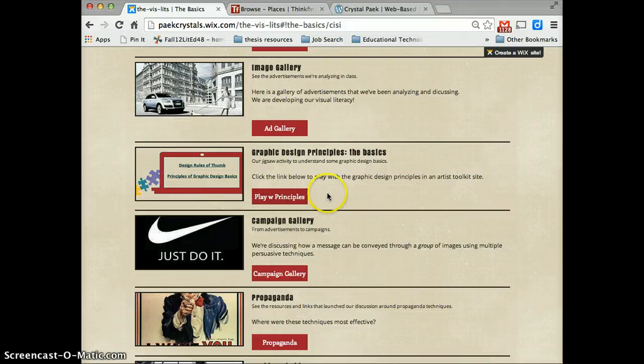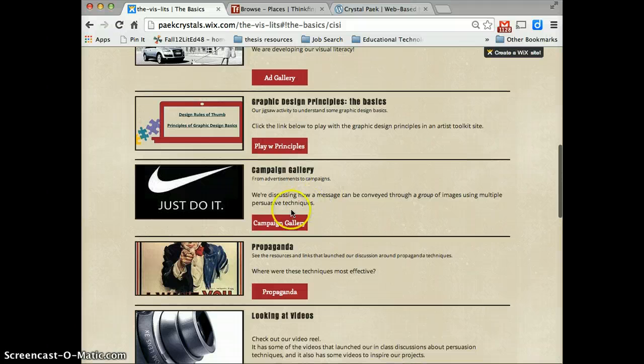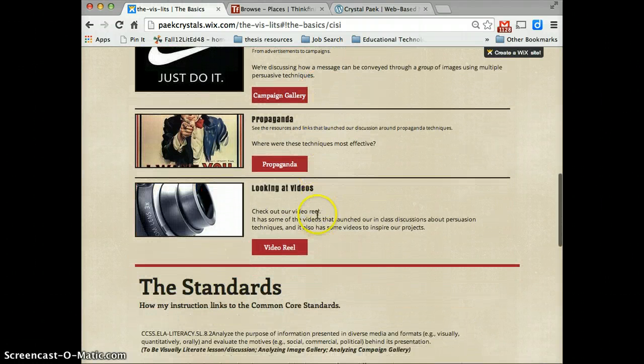And the campaign gallery continues to analyze, but looking at images as a group in campaigns. I'll touch upon that more. And then it goes into propaganda, a very specialized look at the techniques that people use. And then just continue to think about techniques.